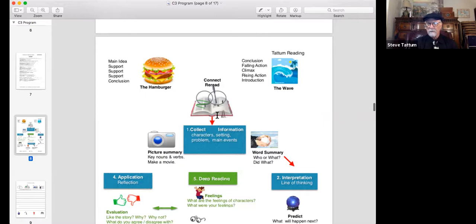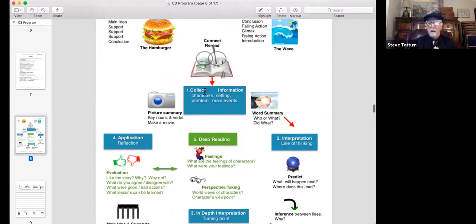Now, the core of it is we want to collect information, and we do it by making mental pictures and then doing paraphrasing. Picture, paraphrase, and then we get them to predict. That's the core of our program for kids who have comprehension problems.